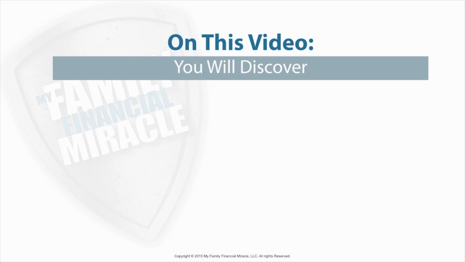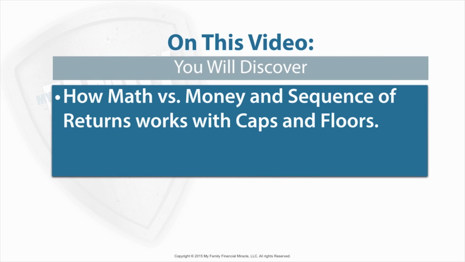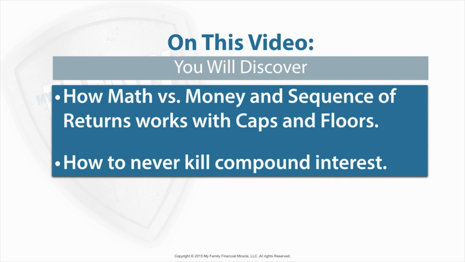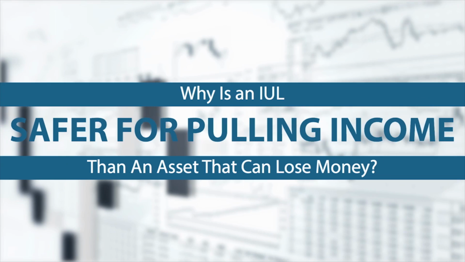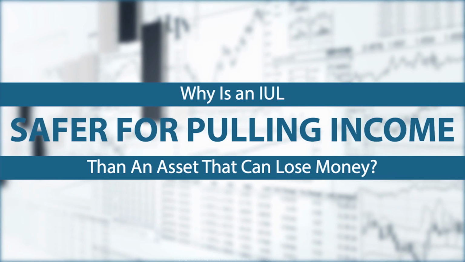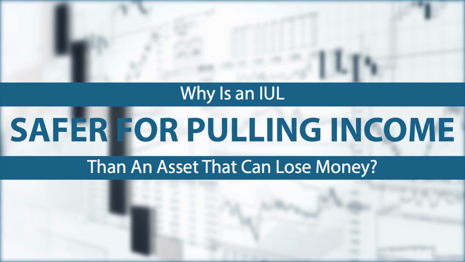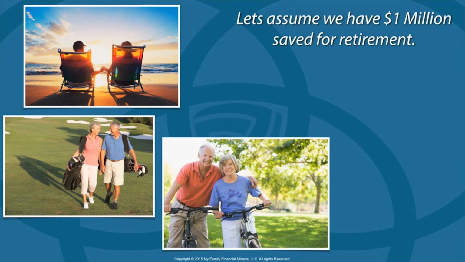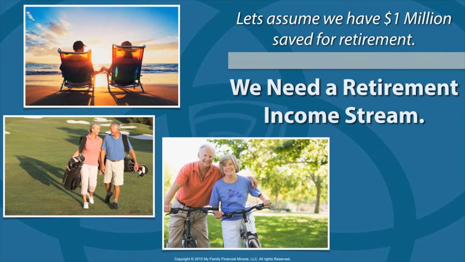From there we talked about sequence of returns, which is on page 23. Today I'm going to show you how those two concepts work with a cap and a floor added, plus the benefit of never killing compounding interest. So why is using an IUL safer for pulling an income stream than pulling the same income stream out of an asset that can lose money? Let's assume that we have $1 million. We saved it for retirement that we need to provide us with a steady retirement income.